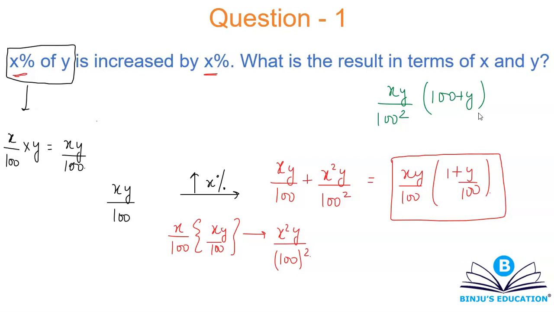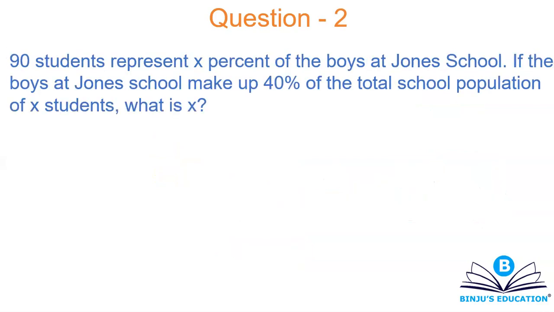Okay, so this is more or less everything regarding question number 1. Simple question, no doubt in that, but yes, x and y do confuse us, so that's why I have taken x and y. Okay, let's move on to question number 2 now. So pause the video and try the question yourself first, please.